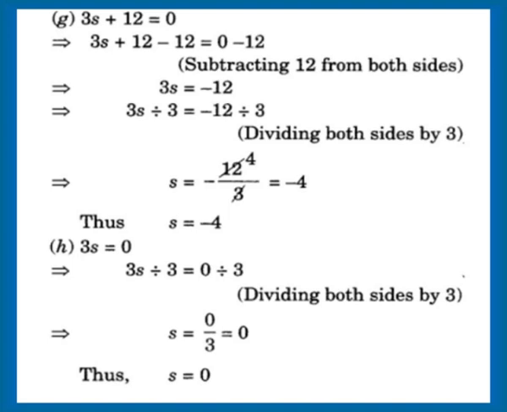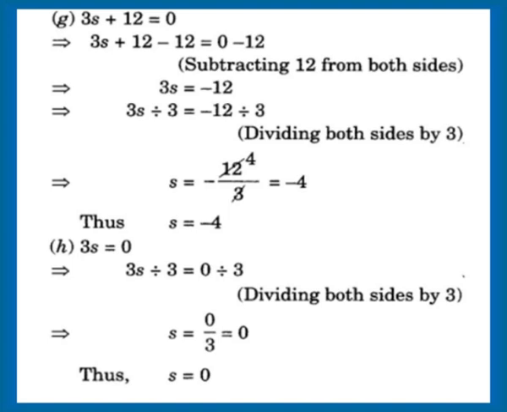Again we are dividing with 3 on both sides. We got 3s by 3, which is equal to minus 12 by 3. In our LHS, 3 and 3 will be getting cancelled and it becomes s. Our RHS 12 by 3, that is 4. So that it becomes s is equal to minus 4, which is our required solution.